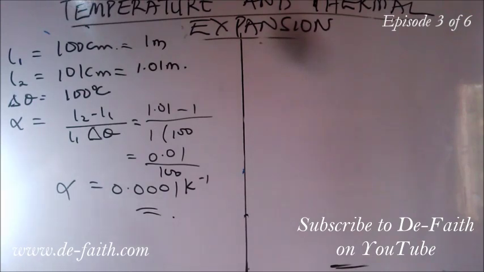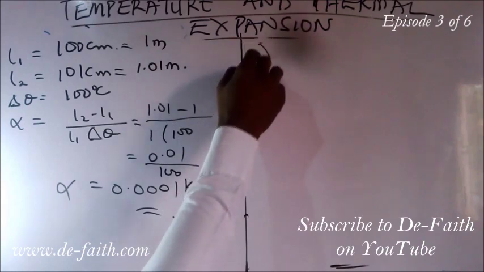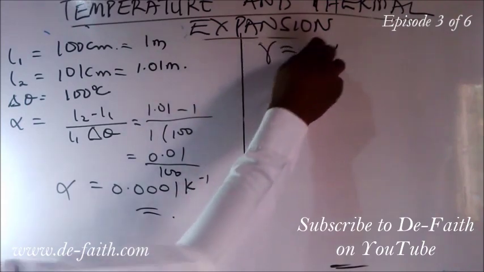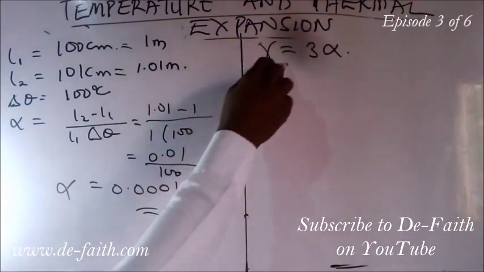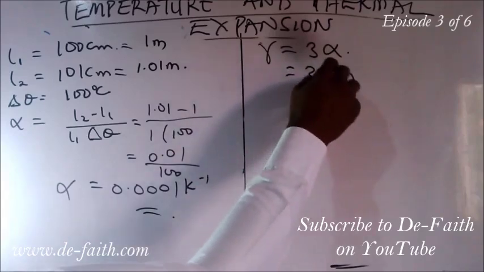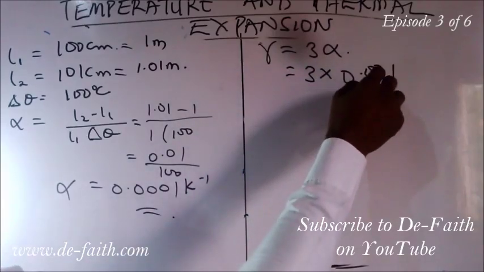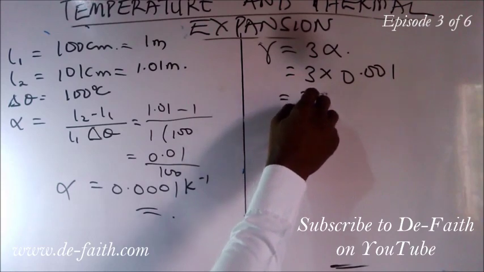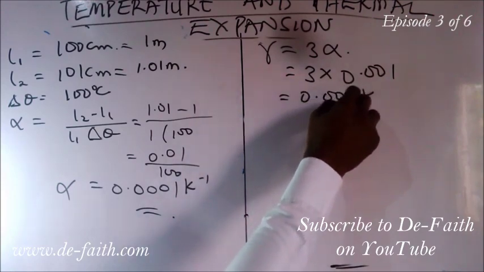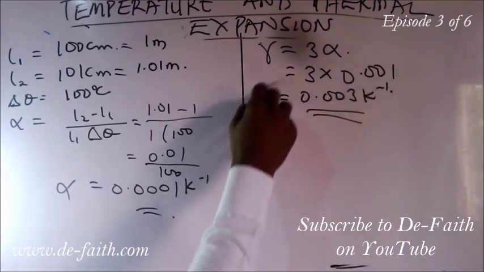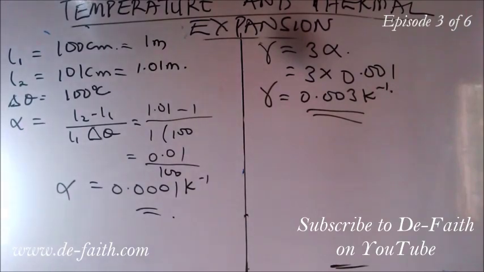Then we are told to find the cubic expansivity of the material, and we are aware that the cubic expansivity of the material is equal to 3 times the linear expansivity. So we have it as 3 multiplied by 0.0001, and that is 0.0003 per Kelvin. So that is the cubic expansivity of the material.